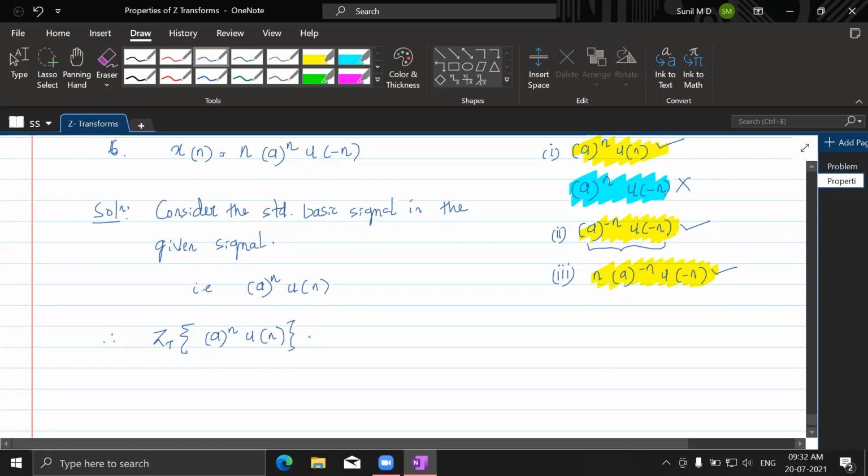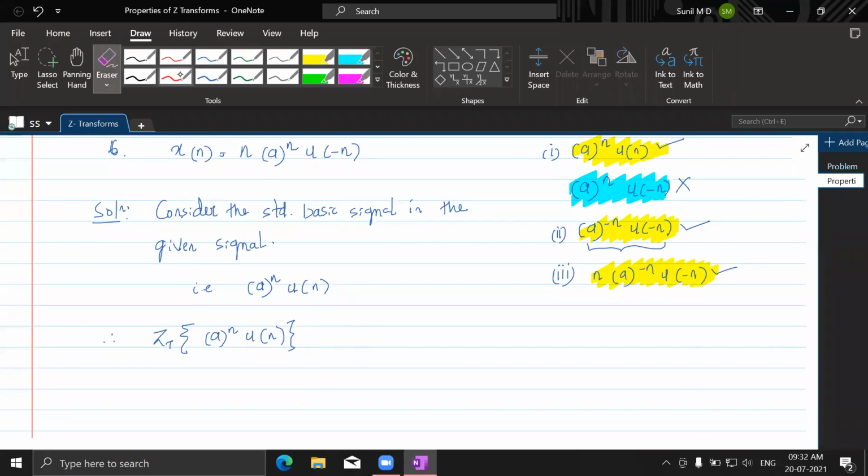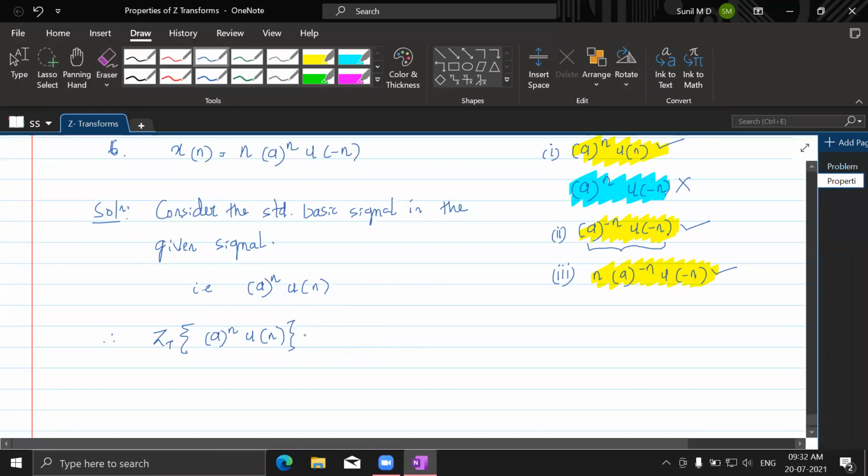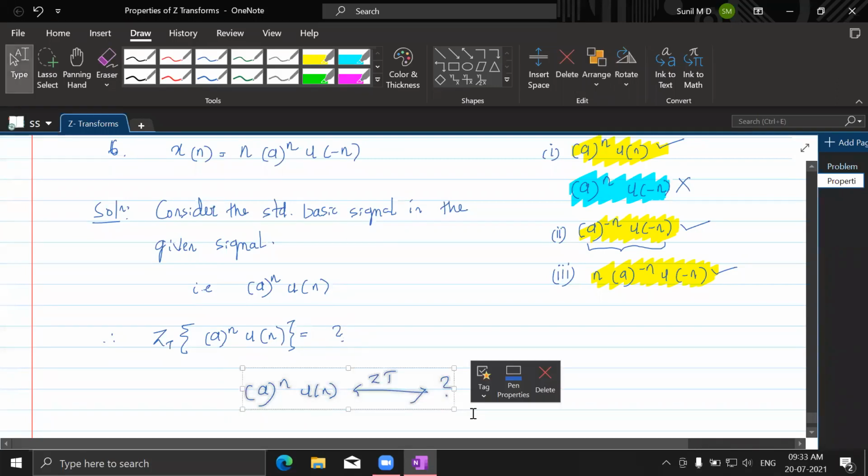So what is the Z transform of this? Anybody? Can you give me the Z transform of this? Or we need not write this. When we say Z transform already, we can just write equal to. That is sufficient. There are two ways of looking at it. You can just say equal to here, or you can say Z transform of a power n u of n is what. So there are two different ways of representation, so we should not get confused with that. I've been following both so that you will get used to both.